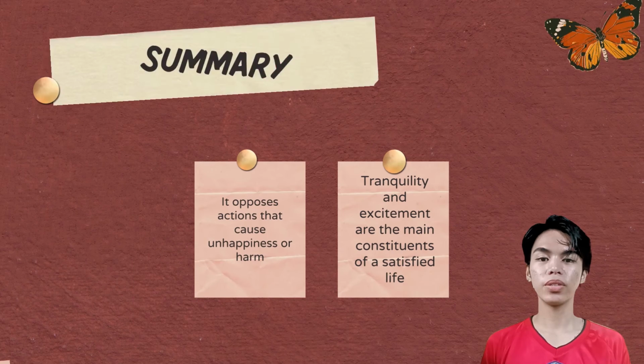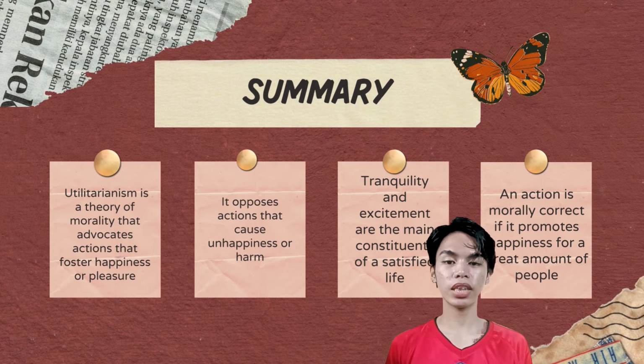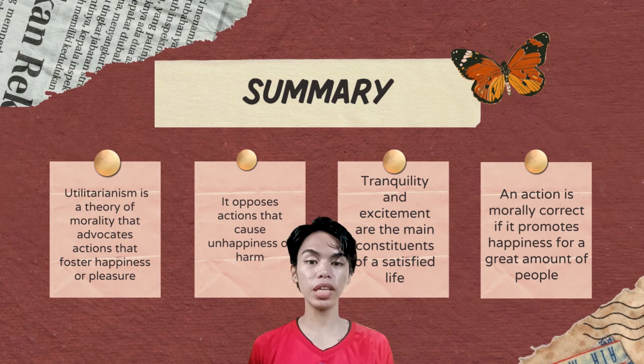In summary, utilitarianism is a theory of morality that advocates actions that foster happiness or pleasure and opposes actions that cause unhappiness or harm. When directed towards making social, economic, or political decisions, a utilitarian philosophy would aim for the betterment of society as a whole. Before we end, I would like to give you a hypothetical situation to fully understand its concepts.